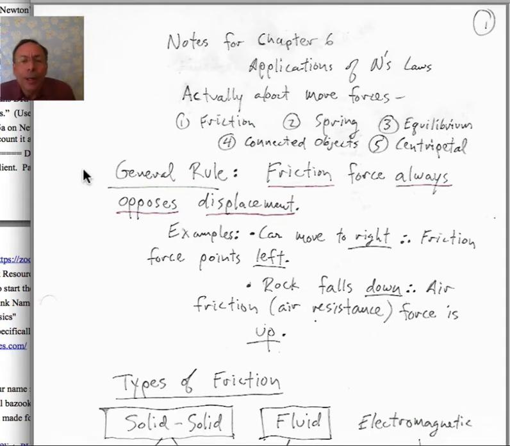All right, so the general rule of friction is that friction force always opposes displacement. So the direction of the friction force is always opposite to the motion. So if a car is moving to the right, for example, the friction force will be to the left. If something is falling, like a rock, and the rock is falling down, then the air friction force, the air resistance force, will be in the up direction. So the direction of friction is always opposite to the motion.